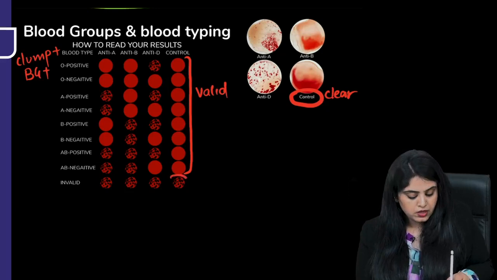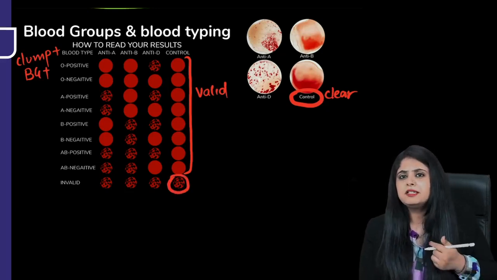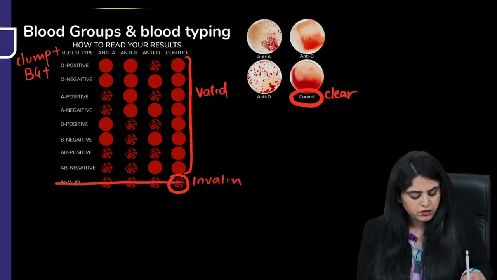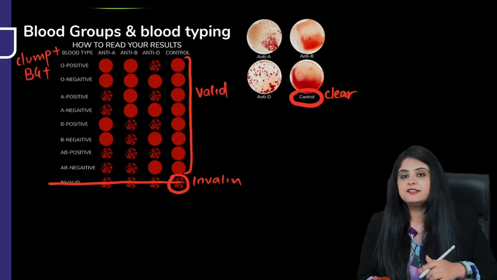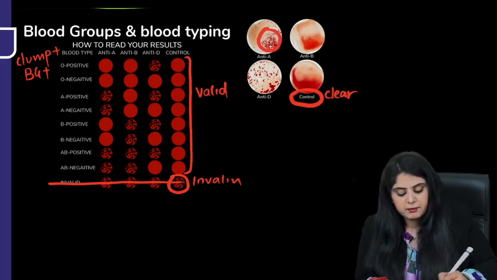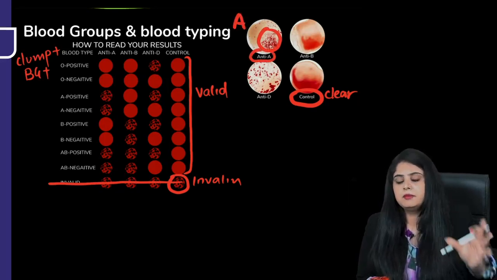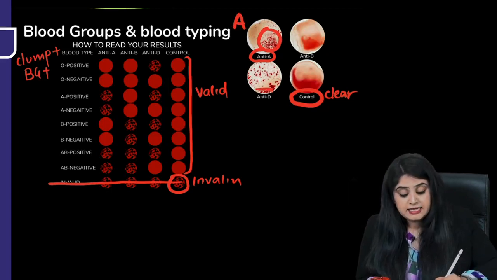If your control comes out to be clotted, it is already clotted, then why will I add anything? It means the sample is bad. This is an invalid test. Never ever read it. Repeat. Call for a repeat sample. First rule of the paper, control should be clean. Then see, where is the clump? There is a clump in anti-A, so wherever there is a clump, that is the blood group. Anti-A has a clump, blood group A. B has no clump, so this is not blood group B. Anti-D has a clump.